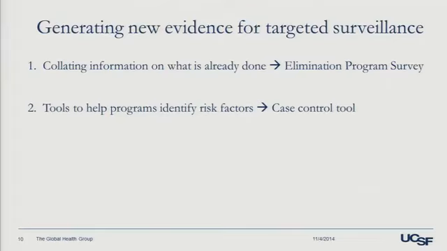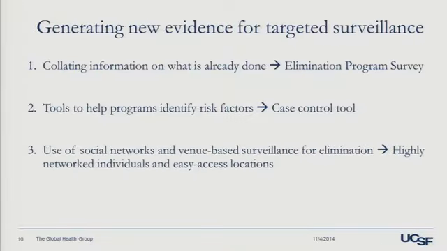Also to develop tools to help programs identify risk factors, and Jenny's going to talk about this a bit more in her talk. And this is through the use of a case control type tool that programs can use to identify specific risk factors, and then the use of social networks. So for these very hard to reach populations, the ones that we can't access at border crossings or in specific places, we can try to use social networking strategies to access them through their networks of high-risk individuals, or through venue-based surveillance, so actually going to specific places where we learn that they congregate through formative research and whatnot.